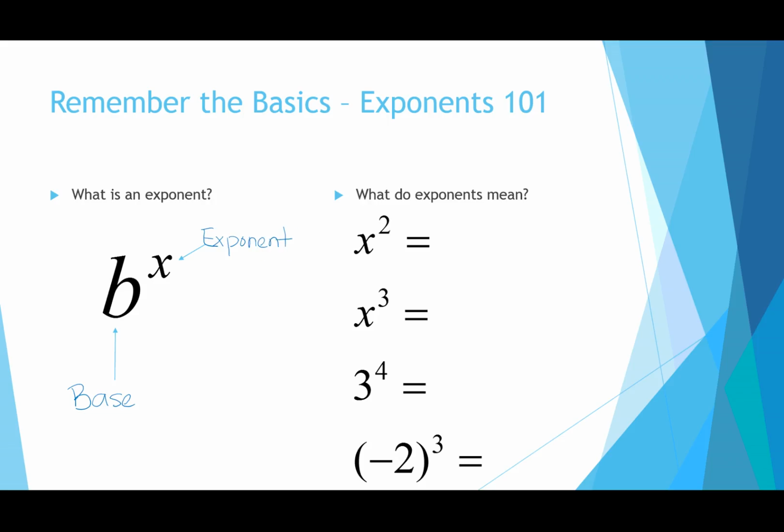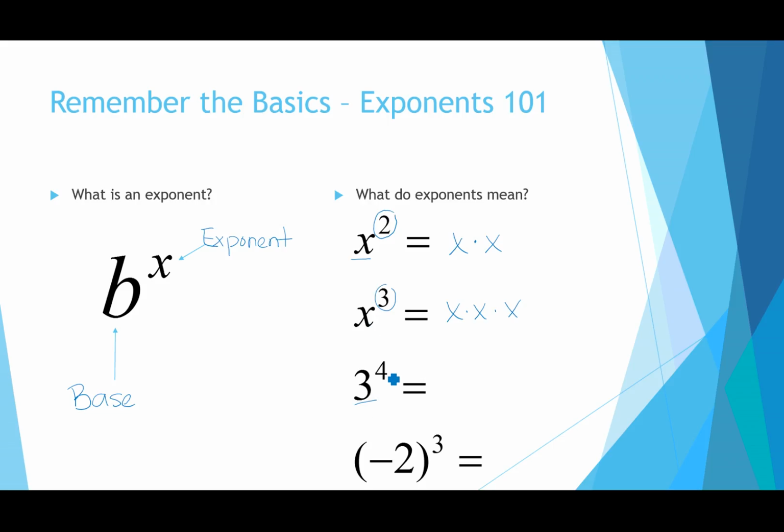Well, what do exponents mean? Based on our understanding of exponents, we should know that x squared means that we're going to multiply that base of x times itself, the number of times indicated in the exponent. So x squared means x times x. X to the third would mean x times x times x. X times itself 3 times.